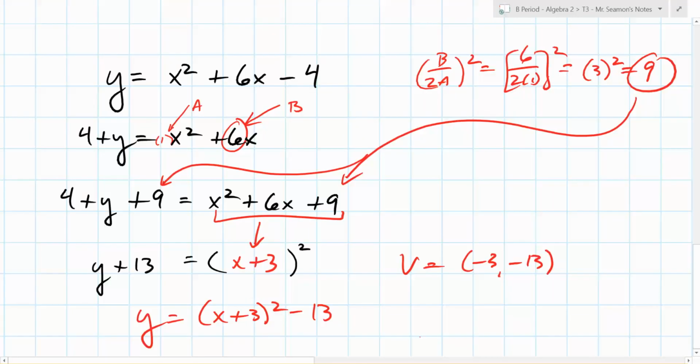Yes, Noah. Vertex form. Let's take a look at this. What did I do here? Well, I just wanted to get rid of this negative 4 and isolate it over here. This is the thing you need to do.